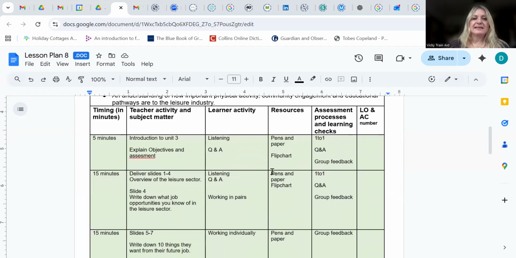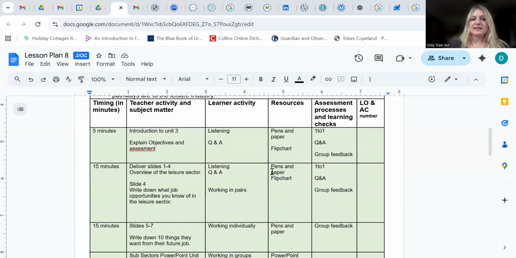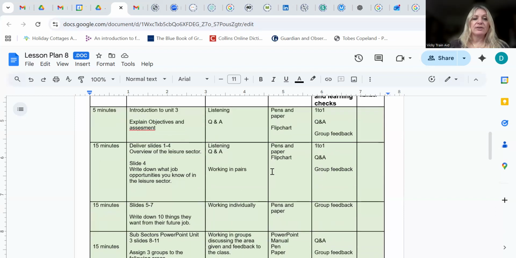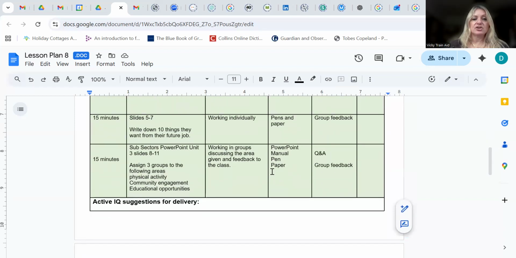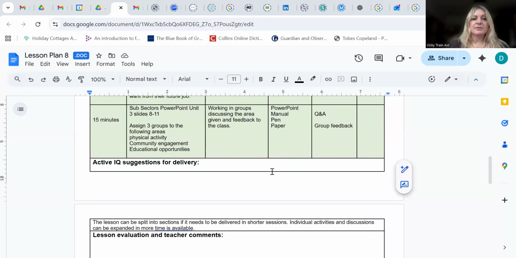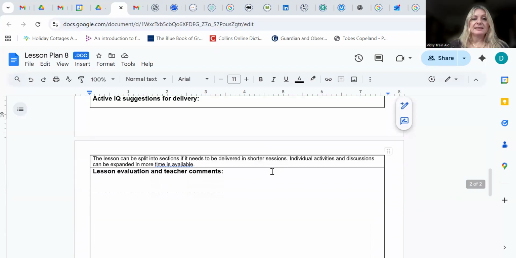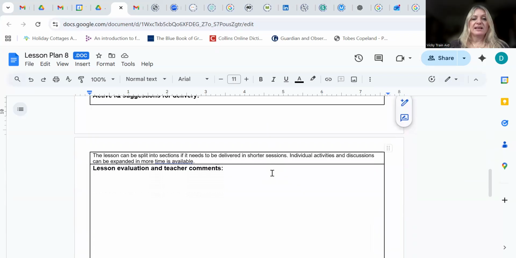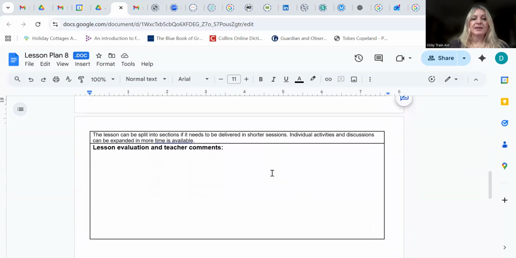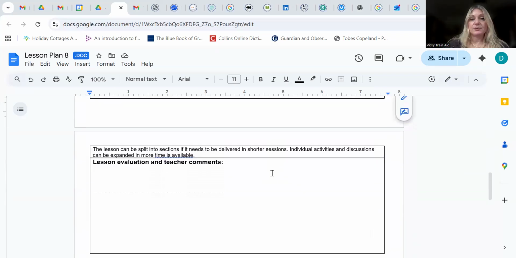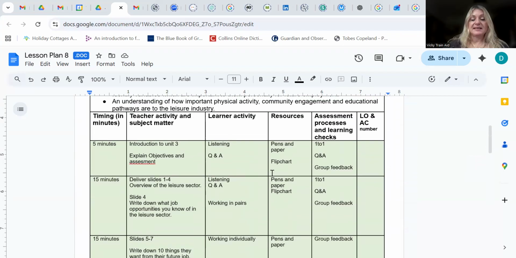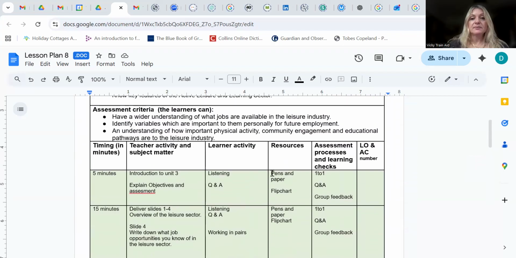And then it's nice and clearly split into timings, activities, what will the learners be doing? What will the resources be? How will you assess it? Right through the lesson in nice chunks, right up to the end. And then there's a way that the lesson could be adjusted and it can be evaluated afterwards to feed into the next lesson for planning.